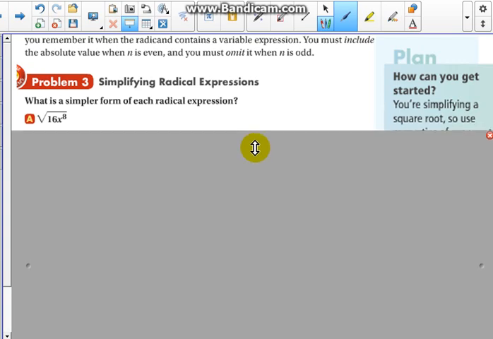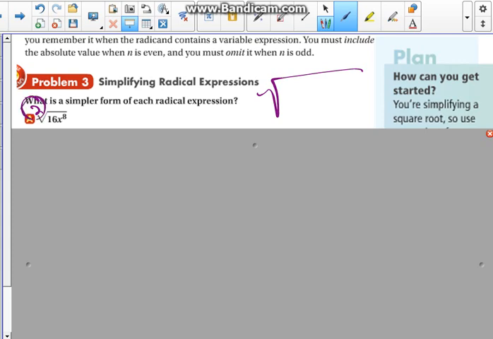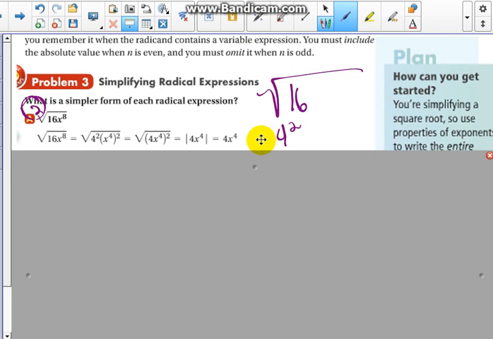So what we need to do is realize, okay, this is an even index, so our answer will be an absolute value. Because this is a square root, we have to get the things inside down to squares, because we're trying to clear this radical sign. So we've got 16. What can we square and get 16? 4 squared.